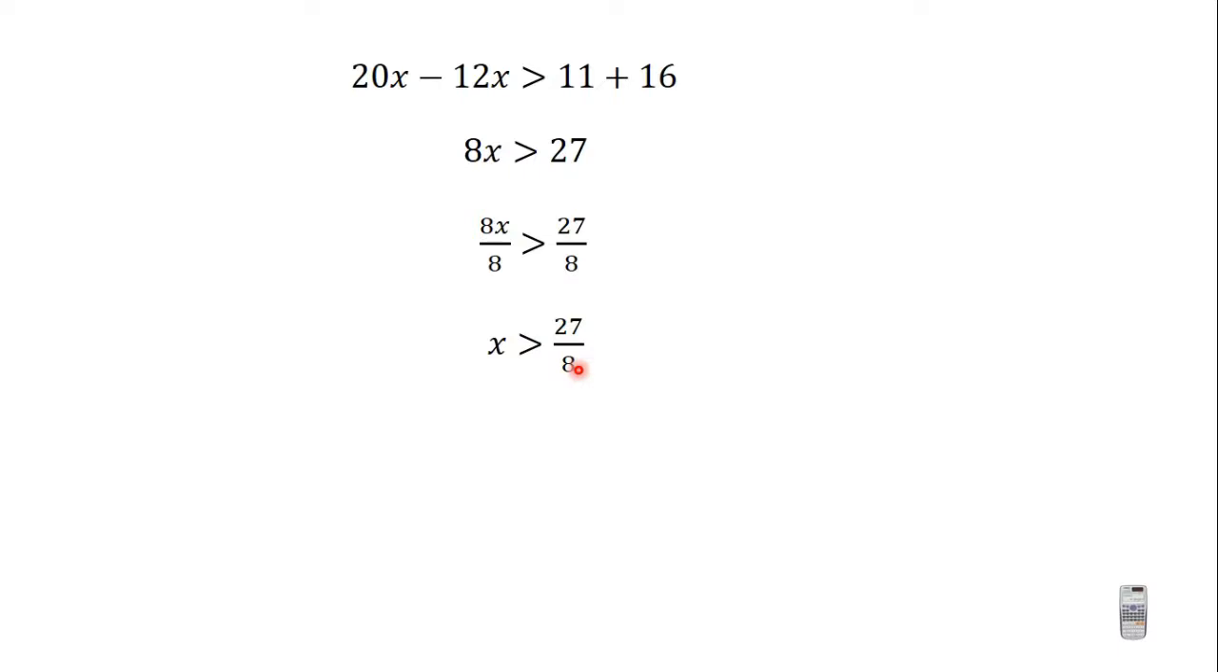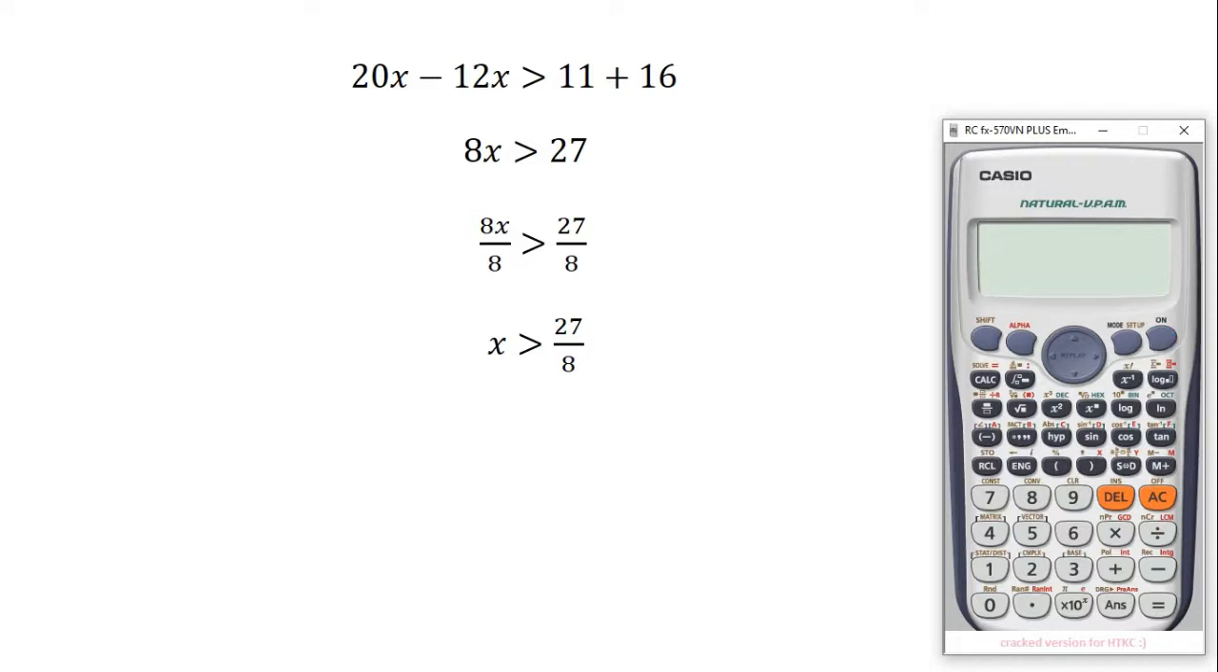Now when you get answers like this, usually in linear inequalities, when you have answers in fractions like this, we want to leave our answers in mixed numbers or mixed fractions. I'm going to show you how you can use your calculator to get your answer in mixed number or mixed fraction. So now you press the fraction that you have on your calculator. So here I'm having 27 divided by 8. Then you press equal to. You see? So we have 27 over 8 on your calculator.